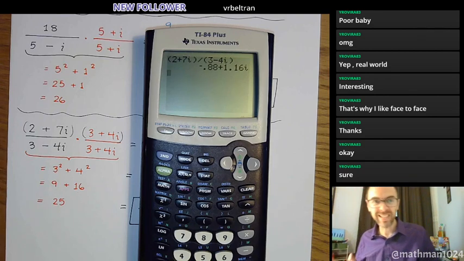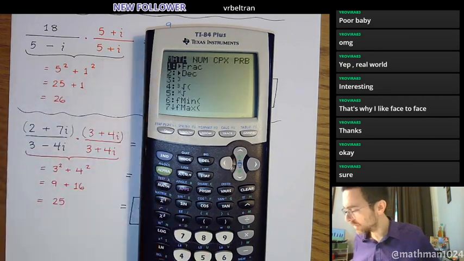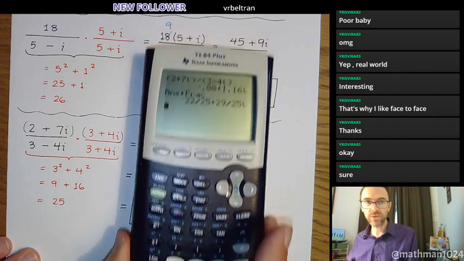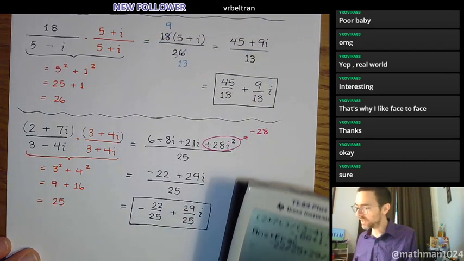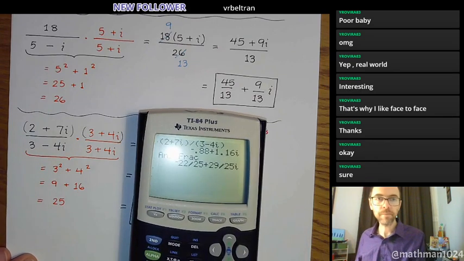Again, I get decimals, but as long as they're rational numbers, then I can convert them to fractions by pressing math, convert to a fraction, and there we go, which matches up with our answer, negative 22 over 25 plus 29 over 25i. Everything works out.